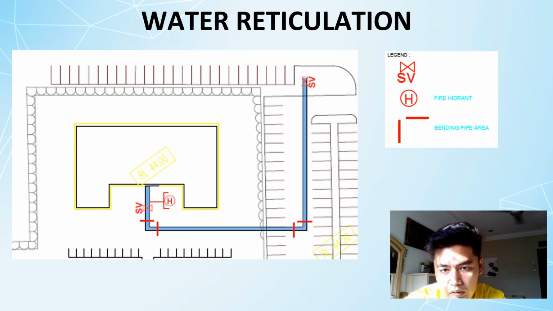For the SV, it stands for sludge valve, and the H is a fire hydrant. The red number is like a T section, where we divide the bending pipe area. That's it from me. Thank you. Here is our location for our proposed pipe system for this building.